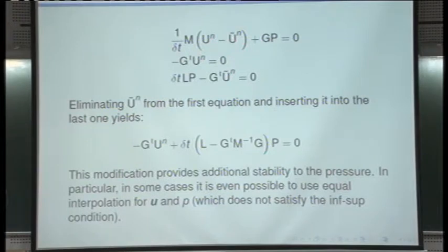We eliminate the intermediate velocity and we put it here. What we get is this. Instead of getting divergence of u equal to 0, we get divergence of u plus delta t L minus G transpose D minus 1 G equal to 0.